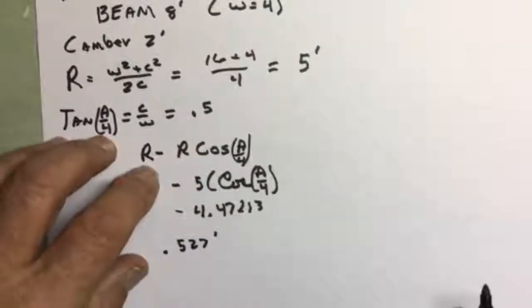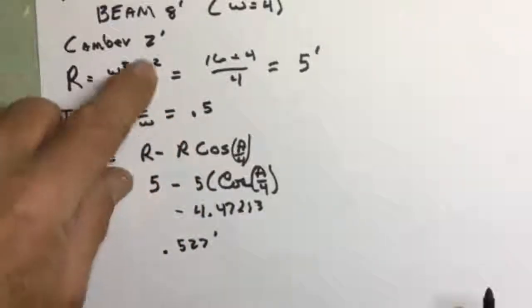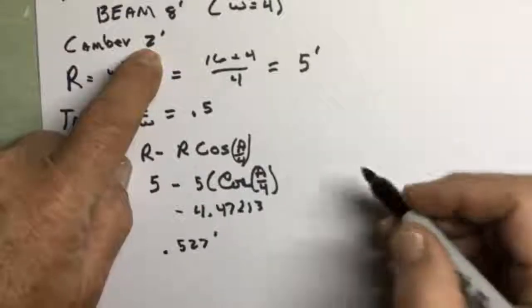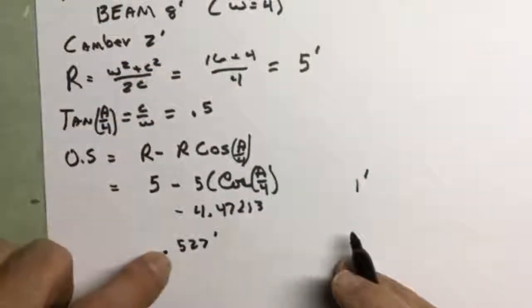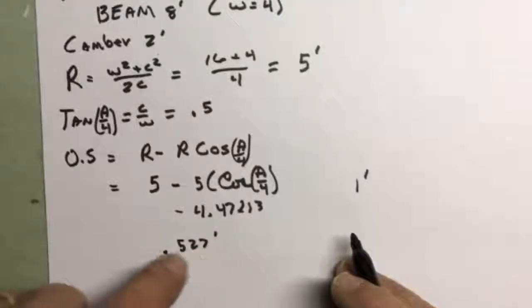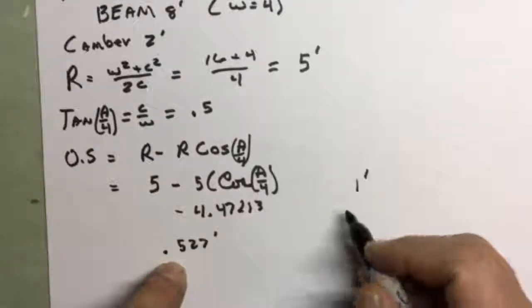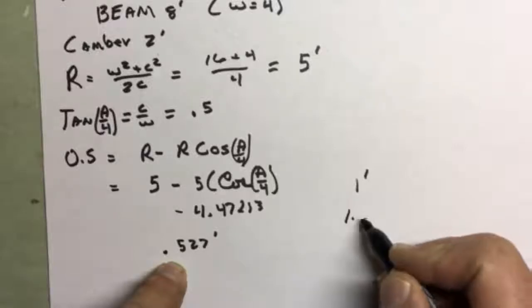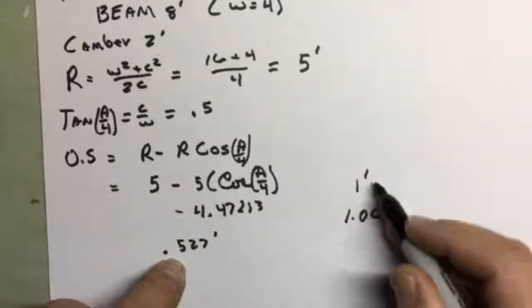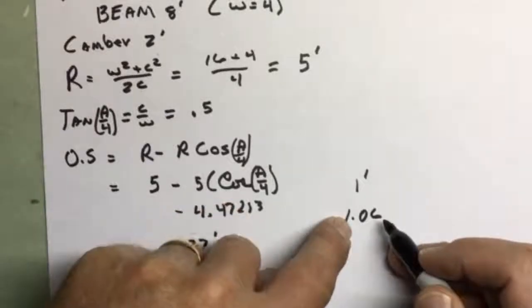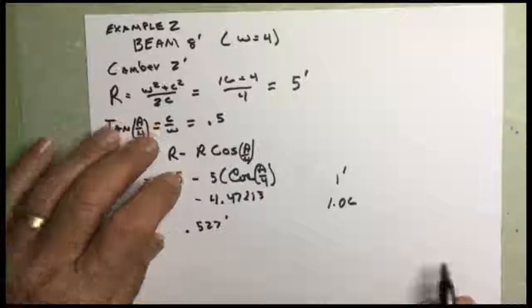In this case, if we would have used our rule of thumb, we would have taken the camber of 2 feet and divided it by 2, and that would have been an offset of 1 foot. And if we want to double this up so we can compare, this comes out to be roughly 1.06. So our rule of thumb method is off by about 6%.